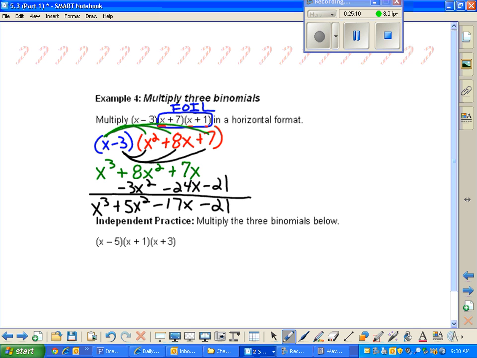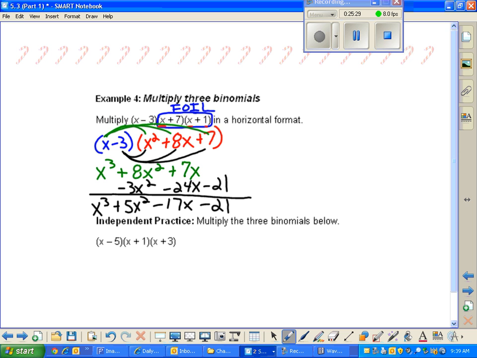And that's your answer. Notice when you have three binomials where the first term is x, my final answer begins with x cubed, because at some point I had to take x times x times x. So I can use that as a gauge to make sure it's accurate.